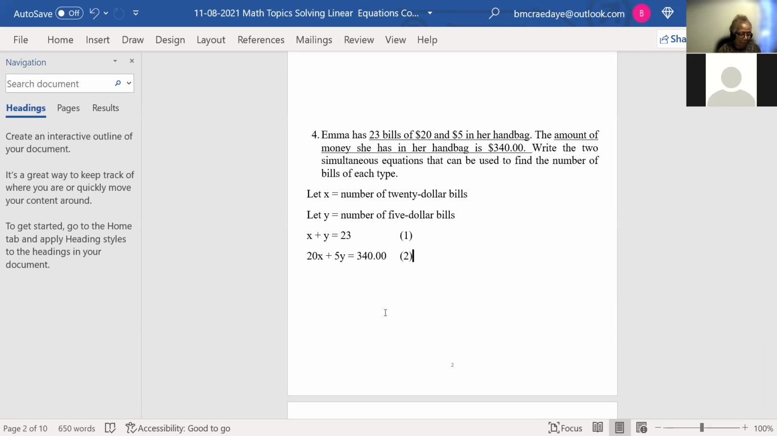16, yeah. That's how you could find it, because if you took your 20s and said 13 and got 260, you have to subtract the 260 from the 340. That's $80 left. The $80 left would be in $5 bills. Okay.